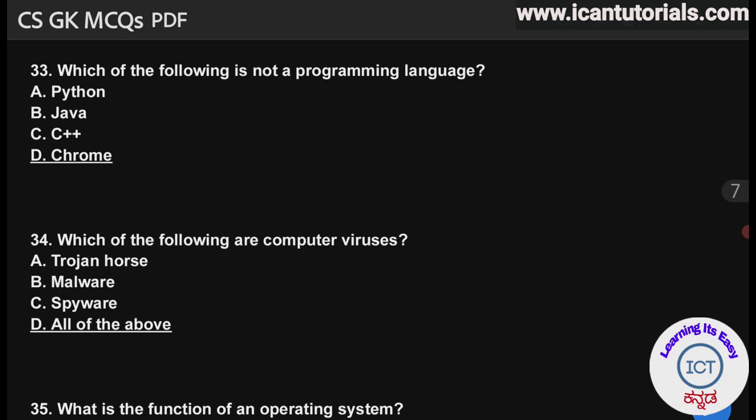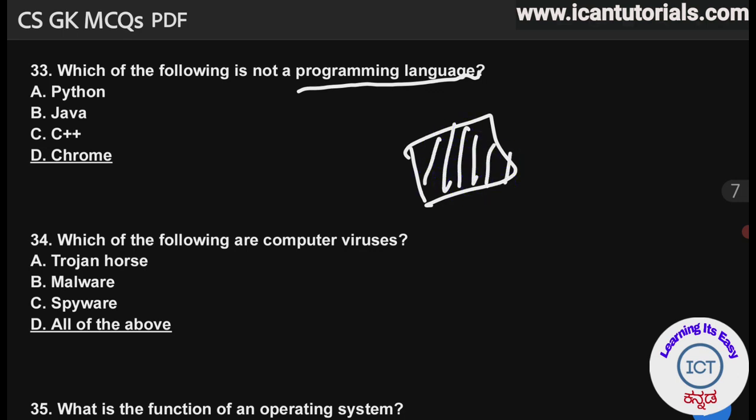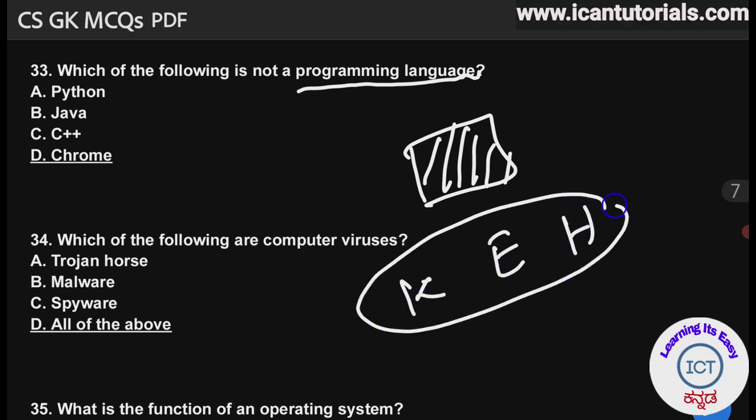33rd question. Which of the following is not a programming language? In the earlier videos, I already said what you mean by programming language. Programming languages are those which are used to interact with the computer. In order to give instructions to the computer, we need a language like Kannada, like English, Hindi. All these are called natural languages.